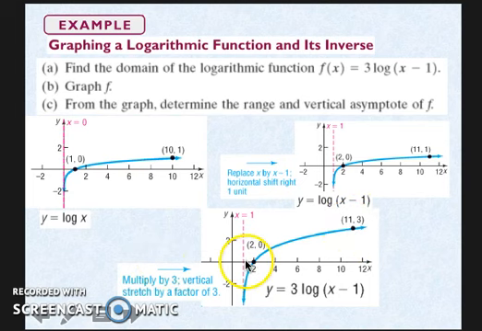So the range is negative infinity to positive infinity. The domain is 1 to positive infinity. And the vertical asymptote is x equals 1. So you have to set x minus 1 greater than 0, so x has to be greater than 1. That's how you find the domain, the range, and the vertical asymptote.